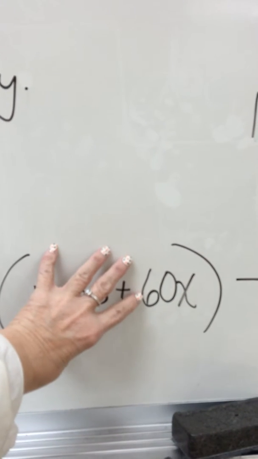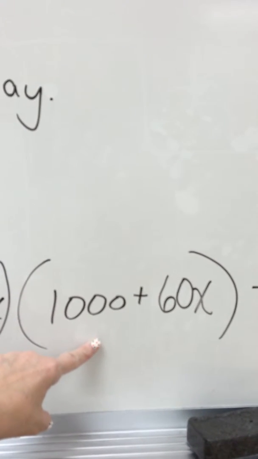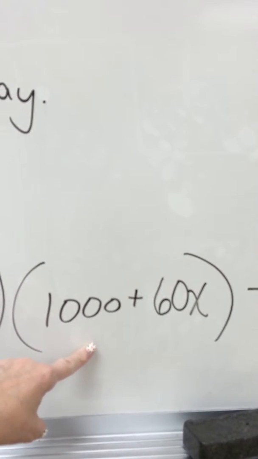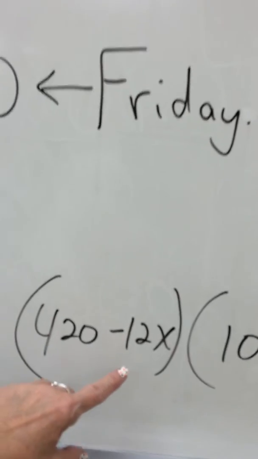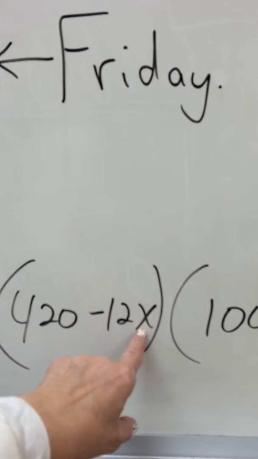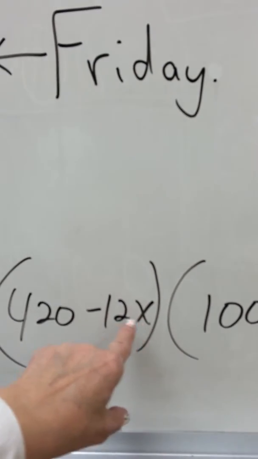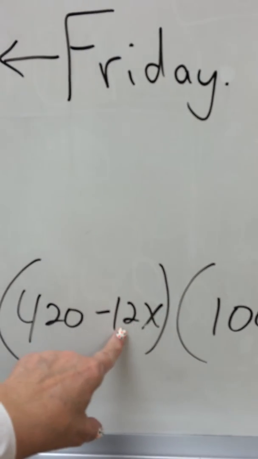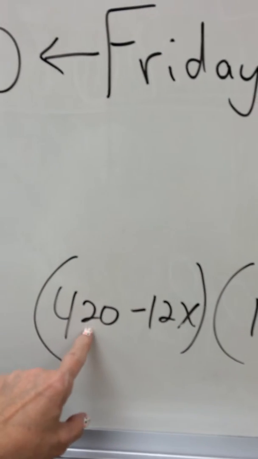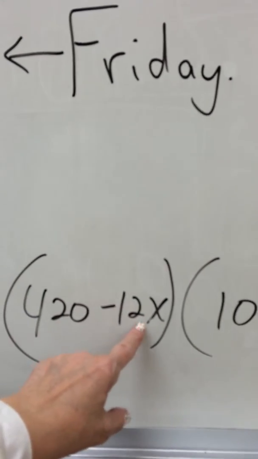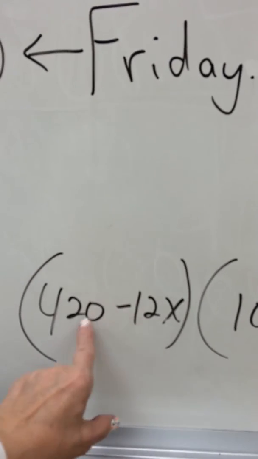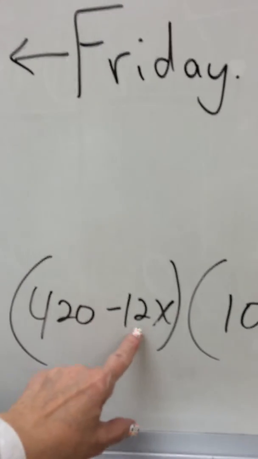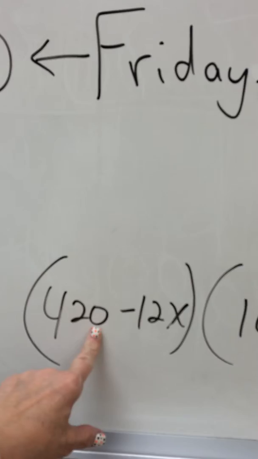Then after you get your rent, you say, okay, how many apartments would you have then? Well, it went down 12 units every time. So if this X is your 10th time, 10 times 12 is 120. This number, 420, would have gone down by 120 units. Whatever that number is, that's the number of occupied units.